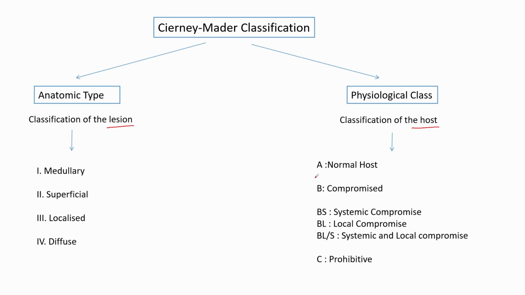The physiological class is a classification of the host and has the following subtypes. A is a normal host, B is a compromised host, and C is a prohibitive host. B is further divided into BS, which is a systemic compromise, BL, which is a local compromise, and BLS, which is both systemic and local compromise.